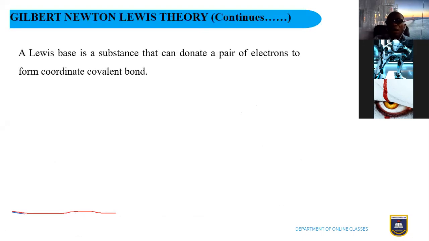A base, according to Lewis, is a substance that can donate a pair of electrons to form coordinate covalent bond. It's the direct opposite of the acid. And again, Brønsted-Lowry's base is an acceptor. He says a base is a proton acceptor. Not electron acceptor, but proton acceptor. But Lewis is saying that a base is rather a donor, not a proton donor, but a pair of electron donor to form coordinate covalent bond.